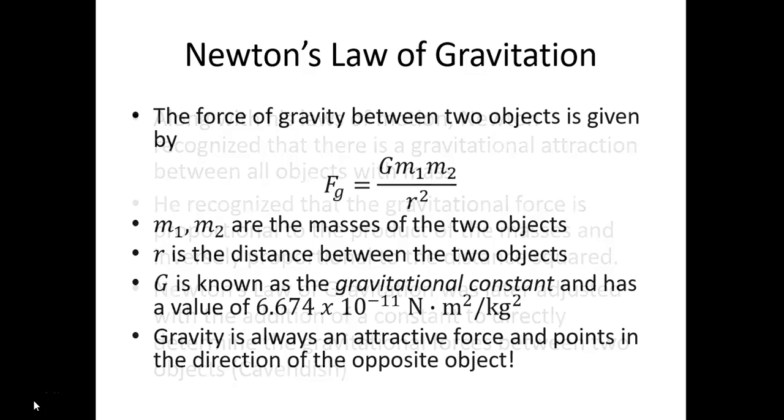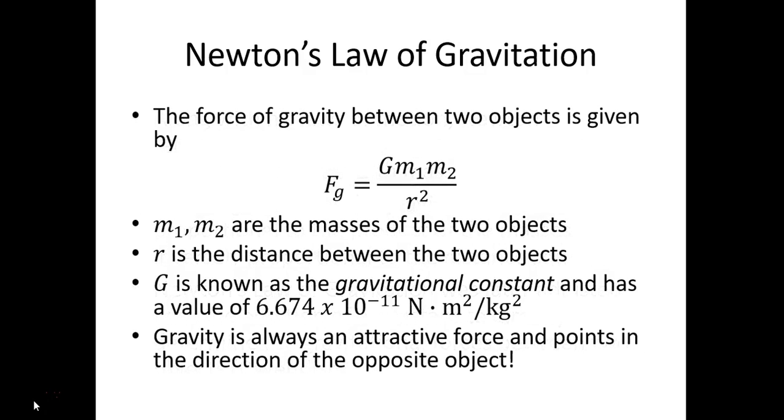So the universal law of gravitation just says that the force of gravity is equal to capital G times the product of the masses divided by the distance between them squared. G is what's called the gravitational constant, or the universal gravitational constant, and has a value of 6.674 times 10 to the minus 11 newtons meters squared per kilogram squared. When I work this, I generally just use 6.67 times 10 to the minus 11, and that's perfectly fine for you to use as well.